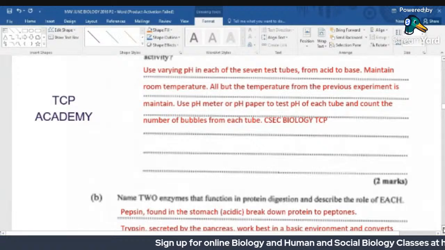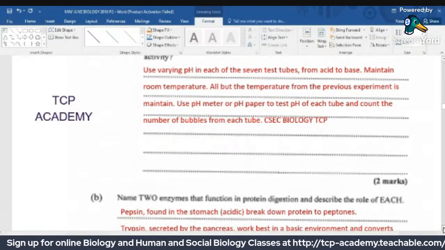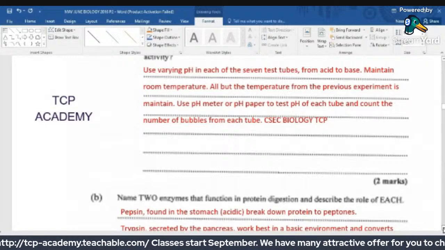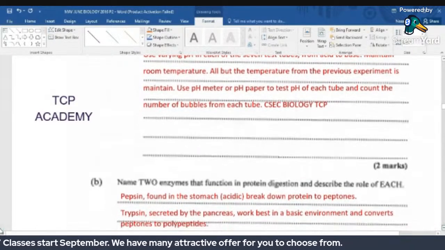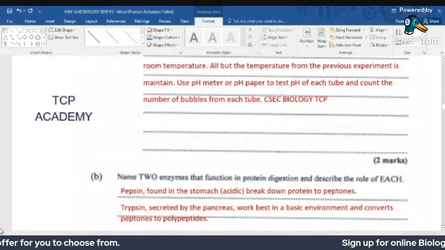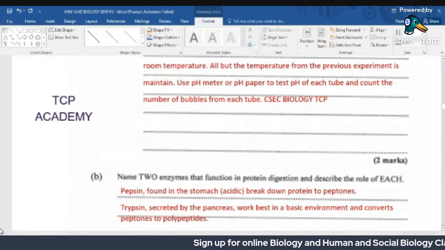So pepsin is found in the stomach. It's pretty much an acidic environment, and it breaks down protein into peptones. Not protein to amino acid, but instead protein into peptones. Then you are going to have trypsin that is secreted by the pancreas, and it works best in a basic environment, and it converts those peptones that were broken down by the pepsin into polypeptides. So there we would have answered the question.